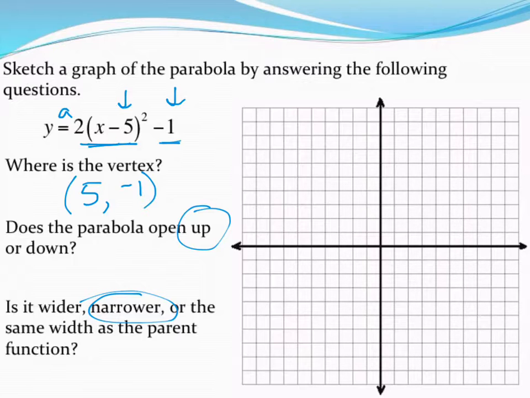So let's take that information and make a quick sketch. My vertex was at (5, -1), so 1, 2, 3, 4, 5, and down 1. This parabola is opening upwards, and it is narrow, so again, just over-exaggerate the fact that it's narrow to make a quick sketch of this. If you want to be more accurate, then go ahead and plot some points. I'm going to draw on my axis of symmetry as well, and I'll label that as x equals 5.